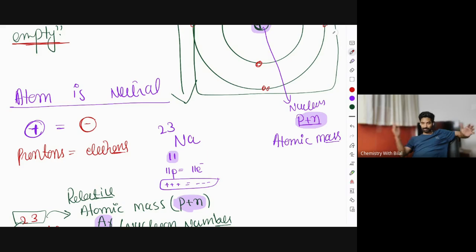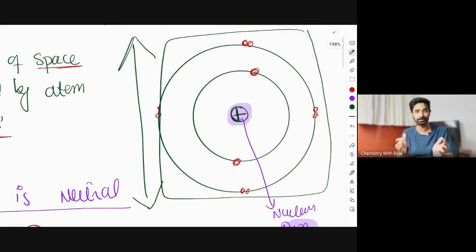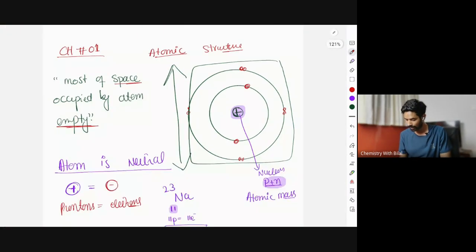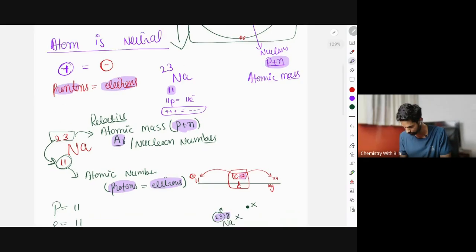So imagine कितनी ज़्यादा land है उनके पास, and look at the exact number of people that live there. So that's why it is very similar to atom. Most of the space occupied by Australia is empty. Atom is neutral. It is because the number of protons is equal to the number of electrons. जितने protons हैं उतने electrons हैं तो overall neutral हो जाएगा.